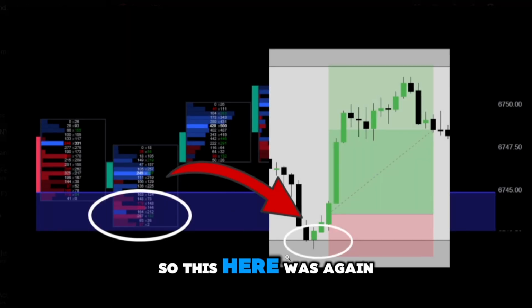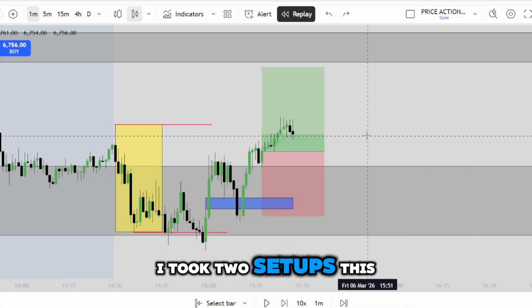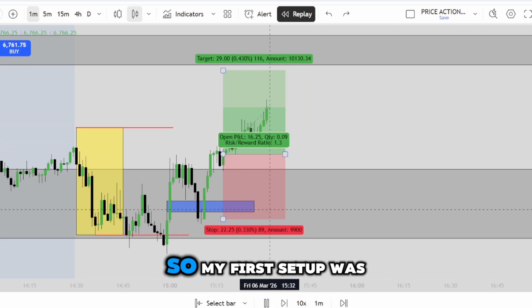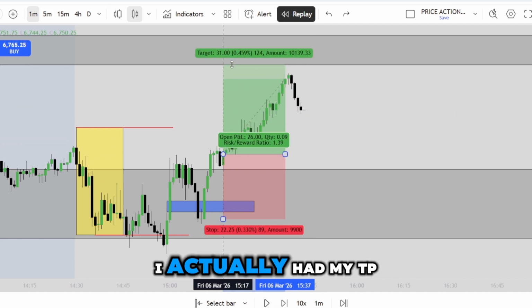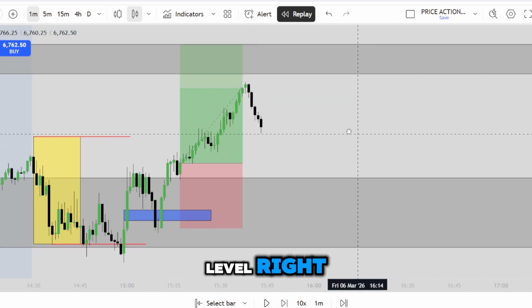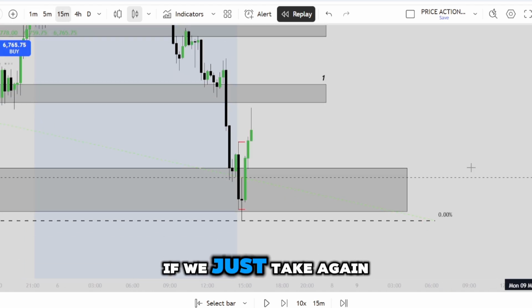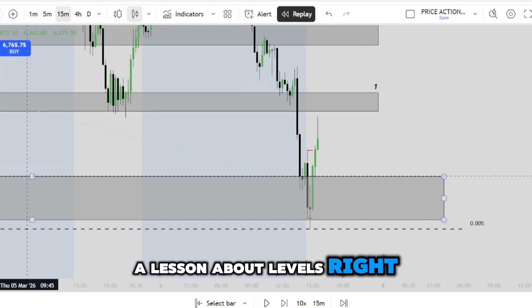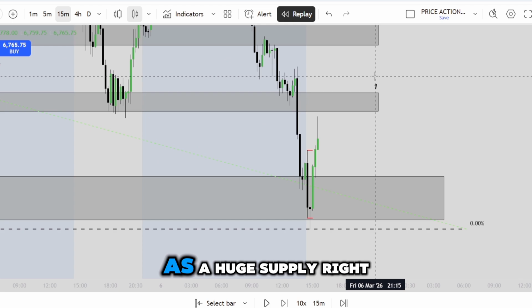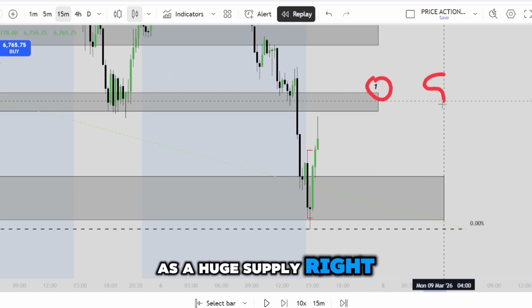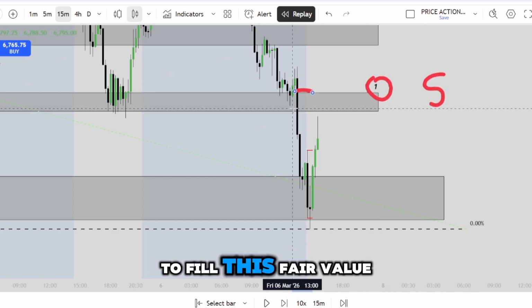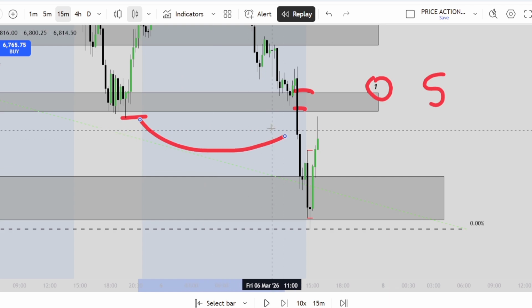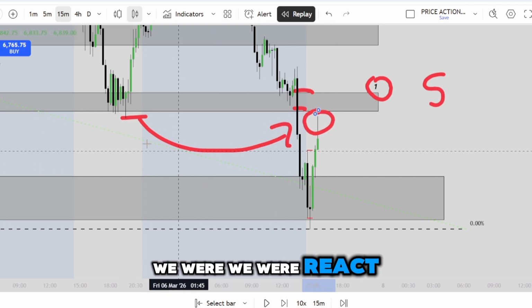So this here was, again, I took two setups this day. I actually took two separate setups. My first setup was, I actually had my TP at the top of this level, right? And what was interesting here, again, is a lesson about levels. Key level 1 was acting as a huge supply, so I wanted price to fill this fair value gap. However, we were rejecting, right?